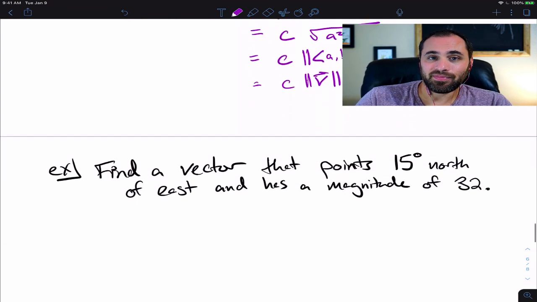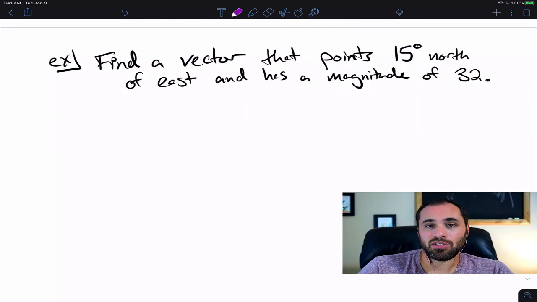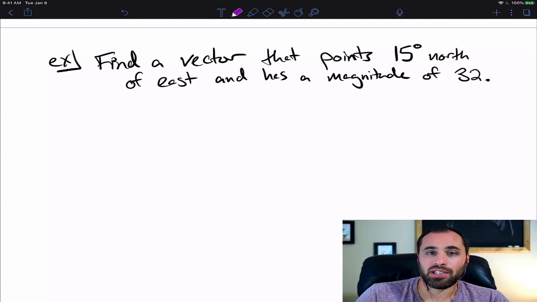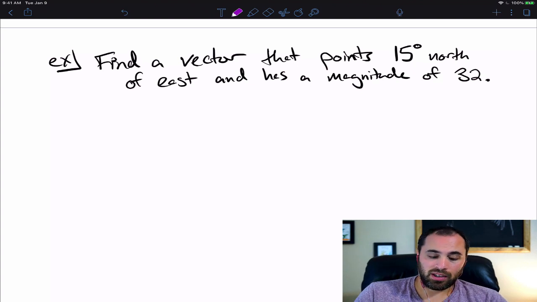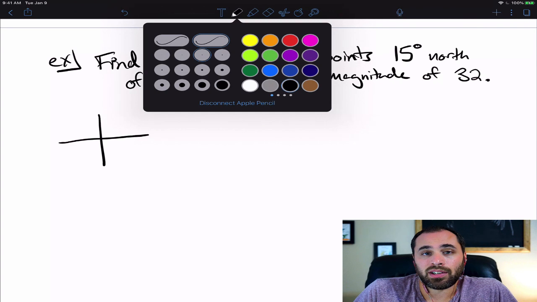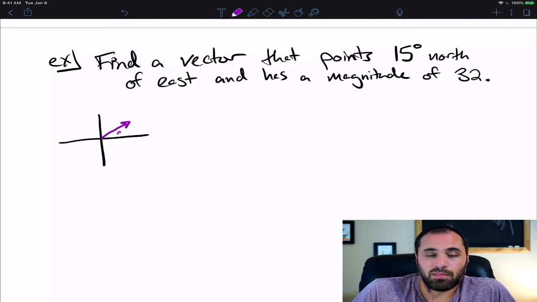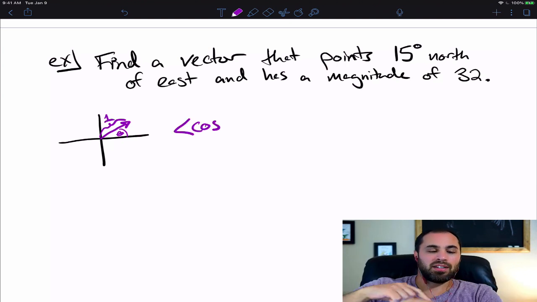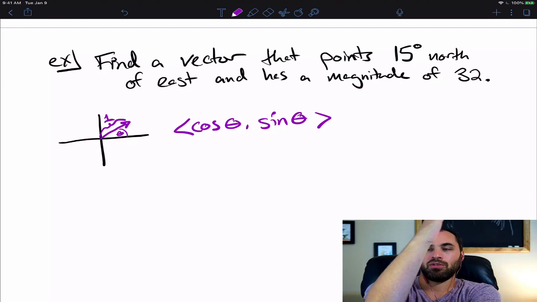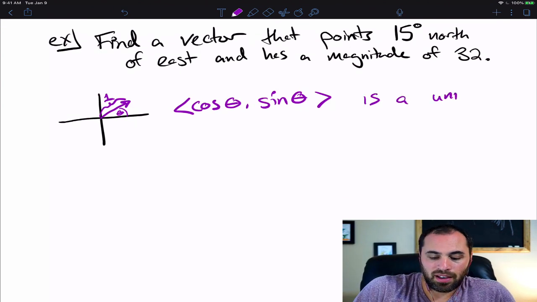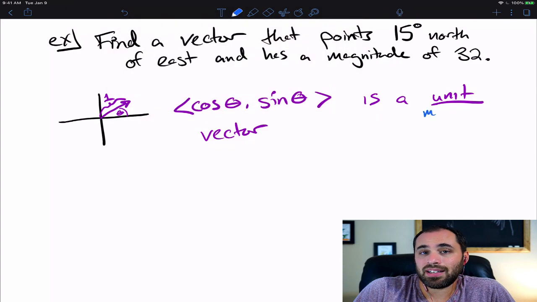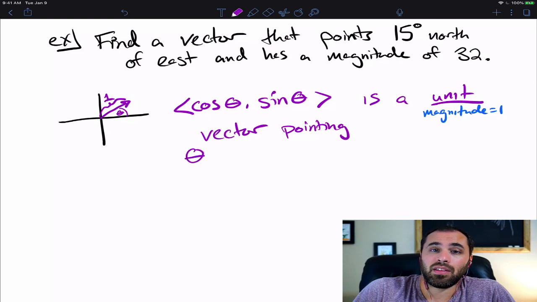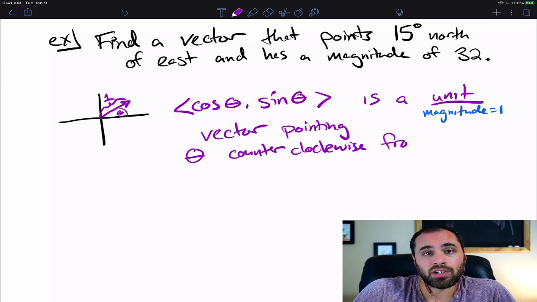One more example. Let's find a vector that points 15 degrees north of east and has a magnitude of 32. So I'll give you a shortcut that will turn out to be really, really useful. It's very easy to find a unit vector pointing in any direction we want. In particular, if we call the angle theta that it makes with the positive x-axis, so as theta gets bigger, we move in the counterclockwise direction away from the x-axis, then the vector (cosine theta, sine theta) always has magnitude of 1. You should check this using the magnitude formula.